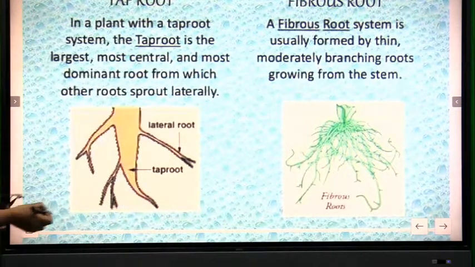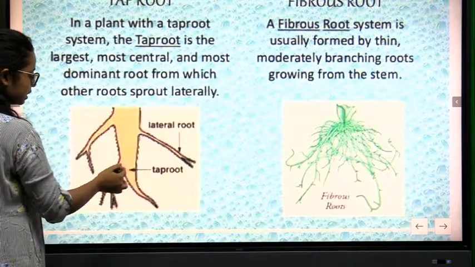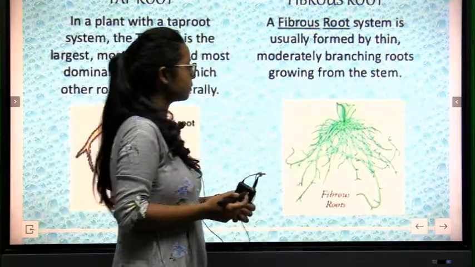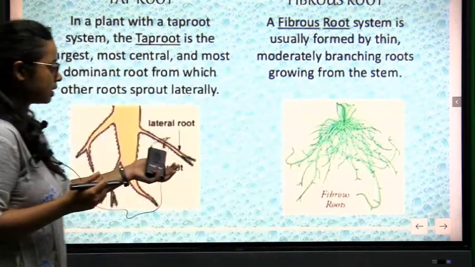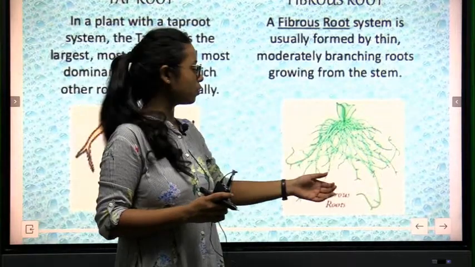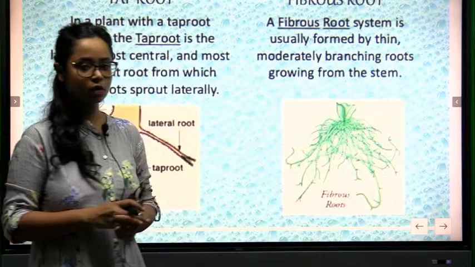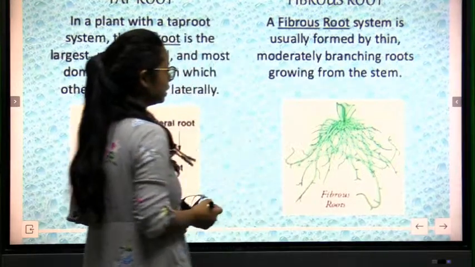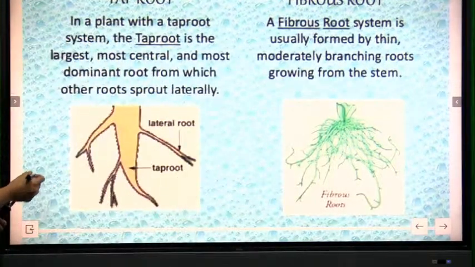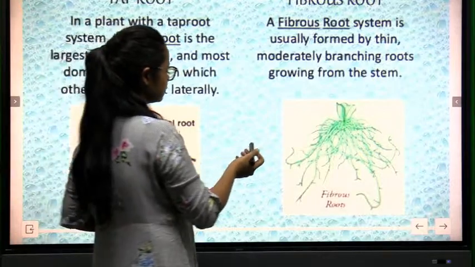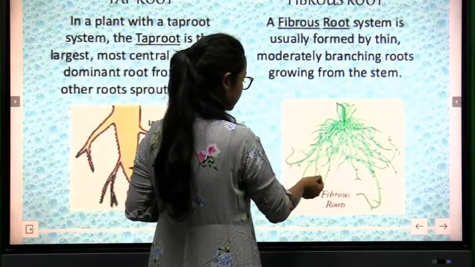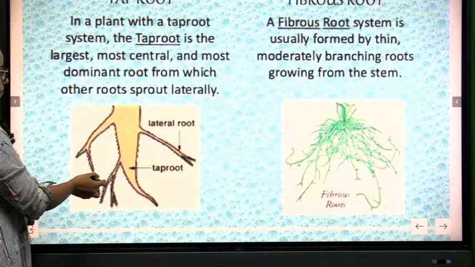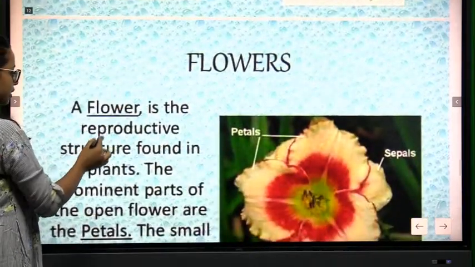In this there are two types of roots. This is a lateral root you can see, and this is the taproot. And fibrous roots grow from a fibrous root system, usually formed by thin, moderately small branches. In this plant there are small fiber-like structures growing from the roots, so they are moderately branching roots growing from the stem. They are very thin, very fiber-like structures that grow from each stem. You can see in this picture, this forms a fibrous root and this is a taproot.